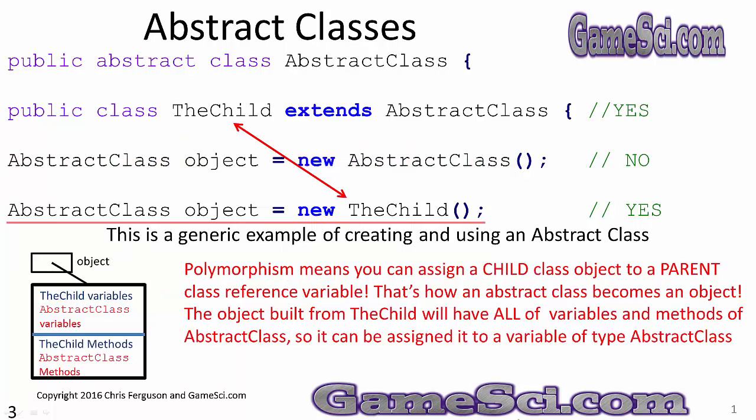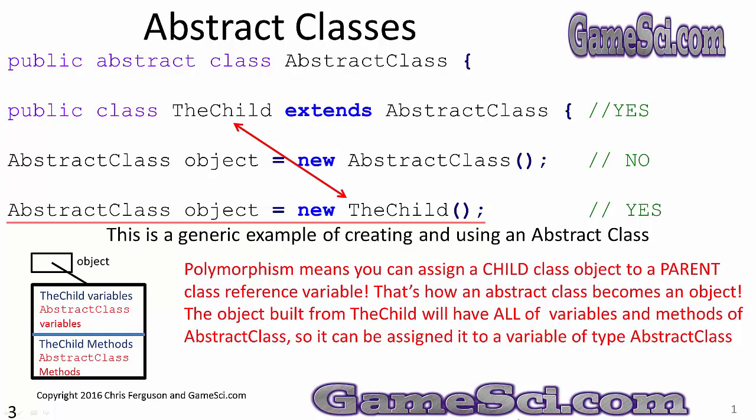So, how do they become objects? Polymorphism means you can assign a child class object to a parent class reference variable. That's how an abstract class becomes an object. The object built from the child will have all the variables and methods of the abstract class, so it can be assigned to a variable of type abstract class.